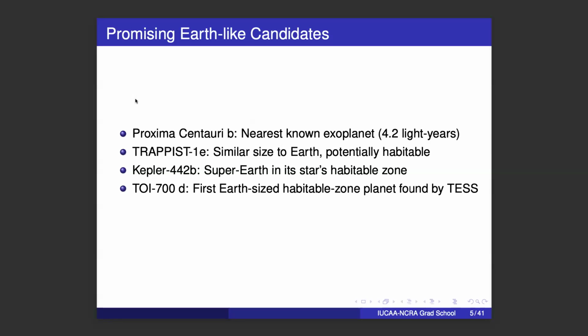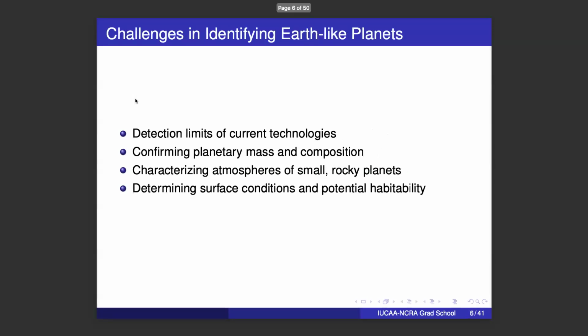TRAPPIST-1e, similar size to Earth, potentially habitable. This looks promising. Kepler 442b, super Earth in its star's habitable zone. And this TOI 700d, first Earth-sized habitable zone planet found by TESS. TESS is that other observatory that succeeded Kepler. Okay.